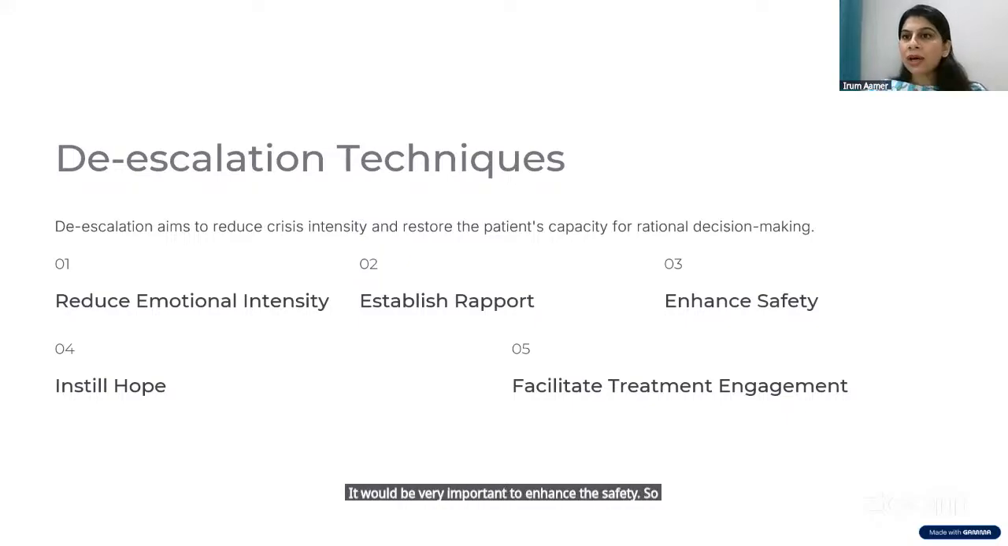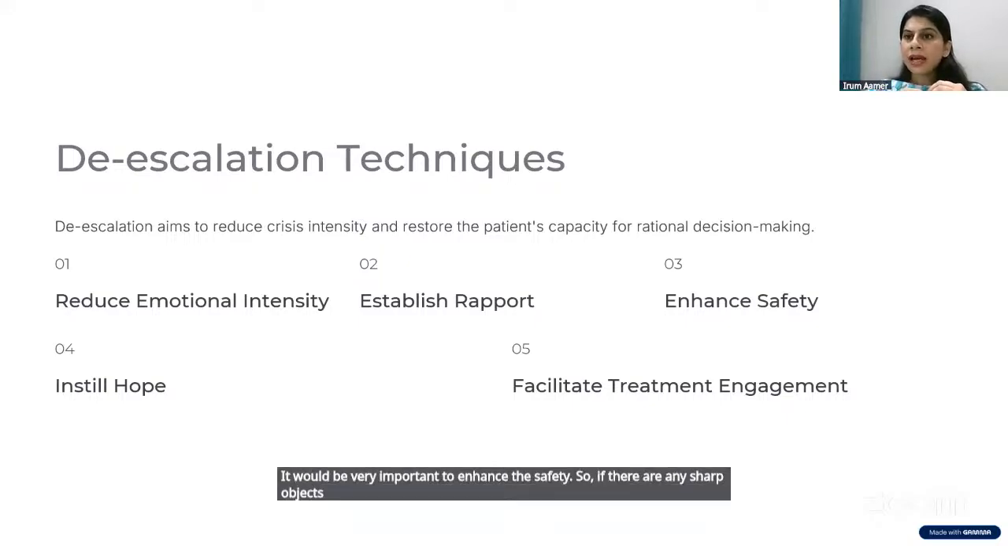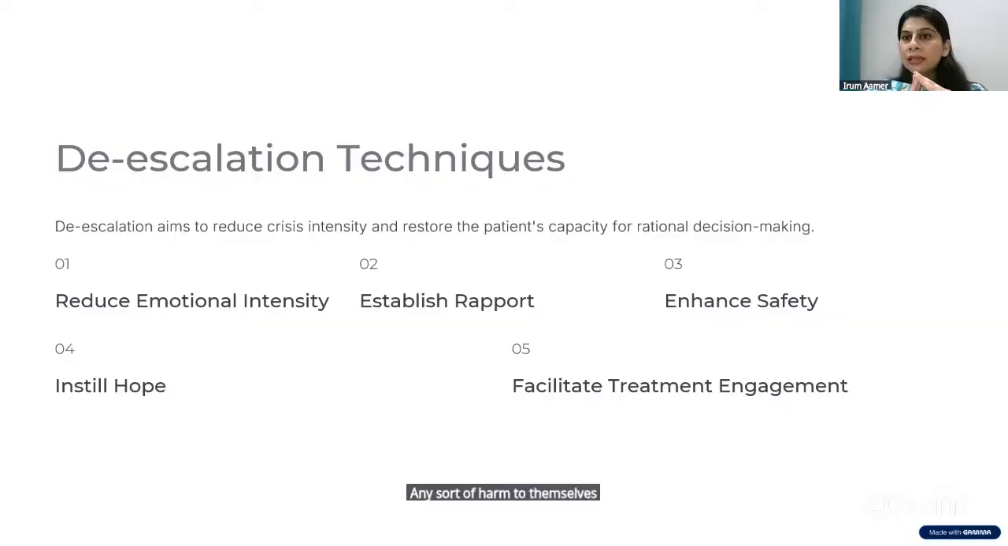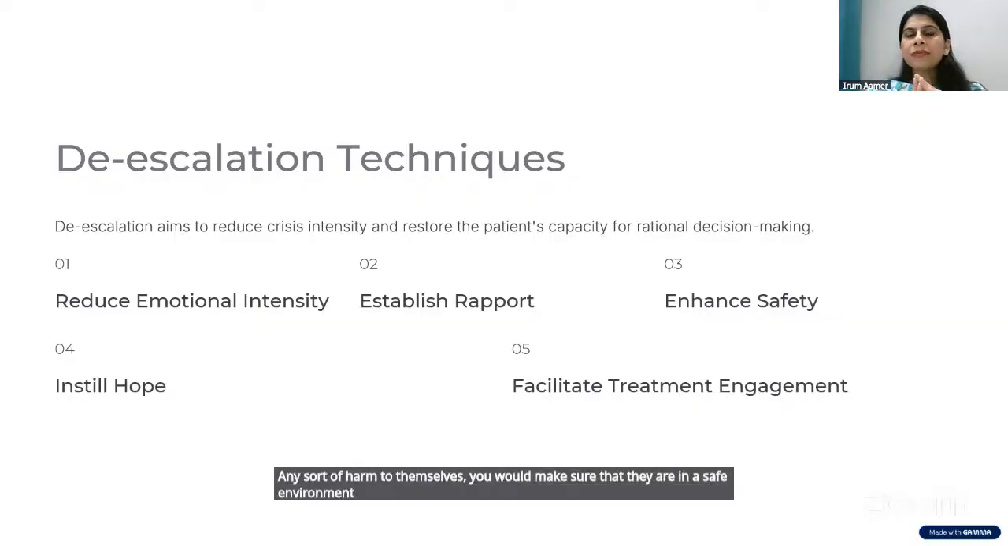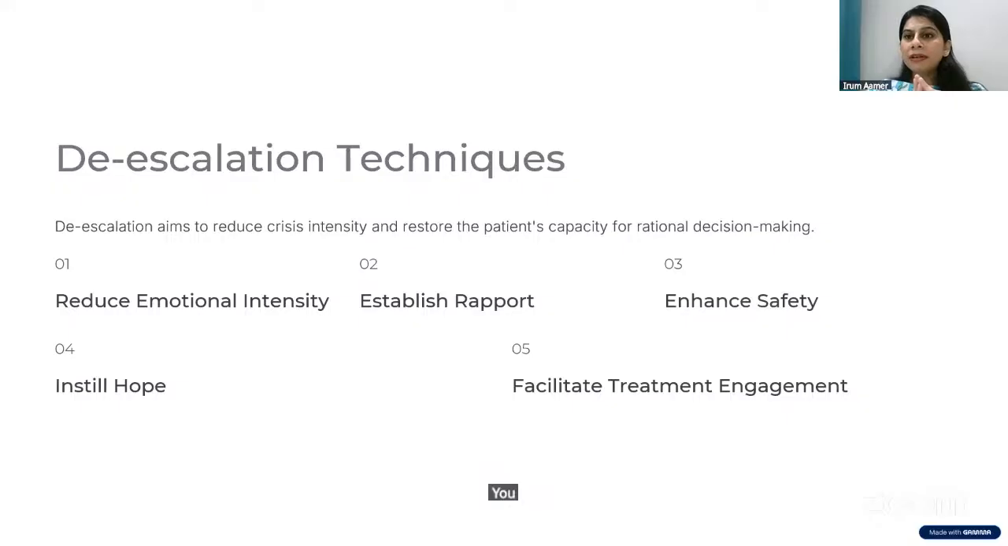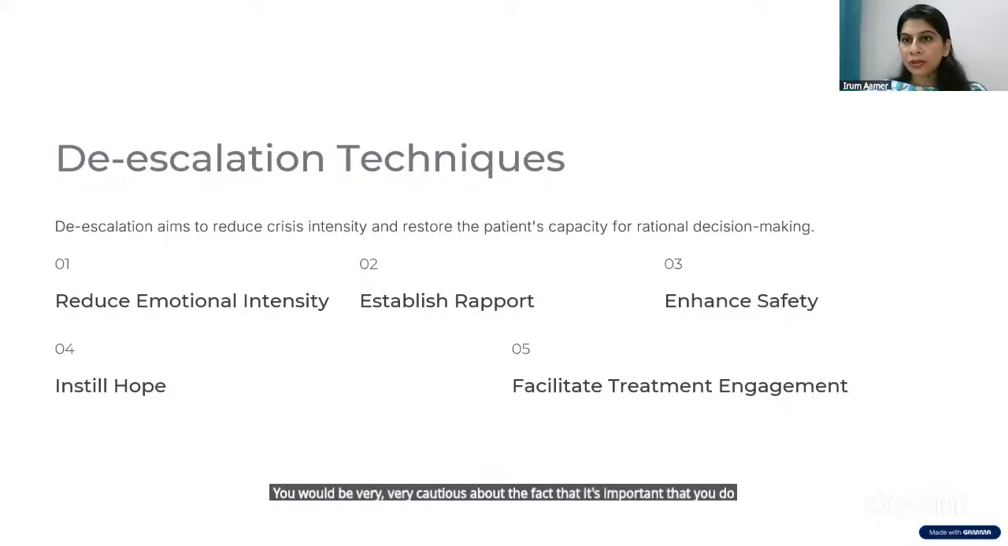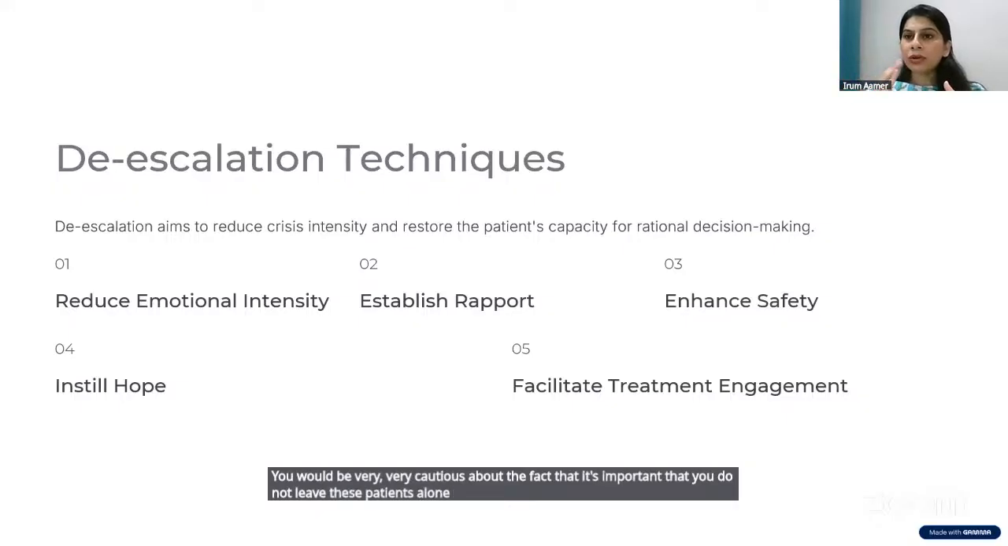So if there are any sharp objects, if the person has a lot of medication on them, if they have any access to firearms, if they are isolated and able to attempt any sort of harm to themselves, you would make sure that they are in a safe environment. You would be very cautious that you do not leave these patients alone.